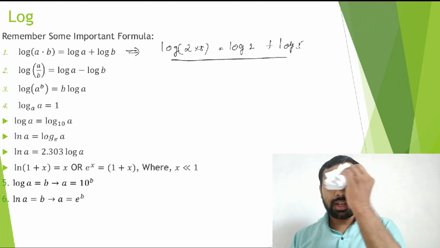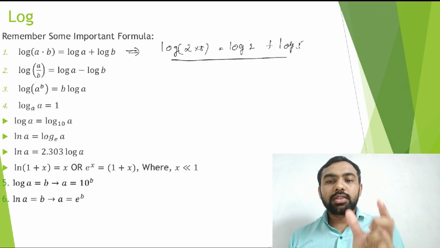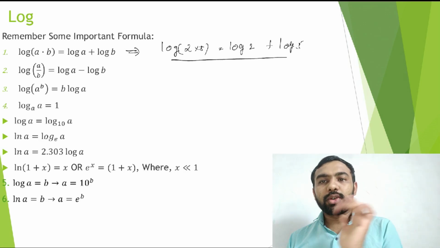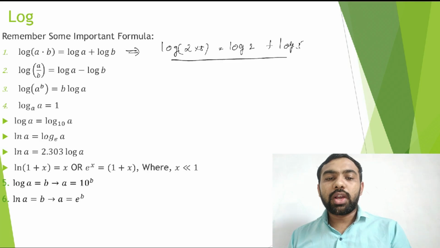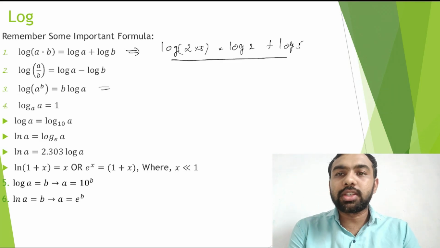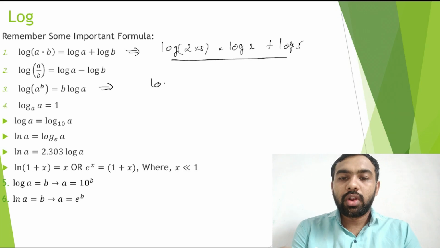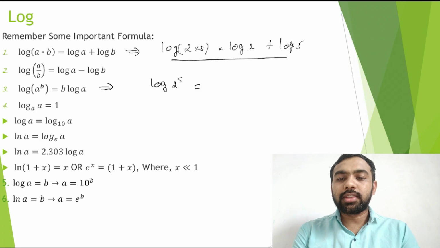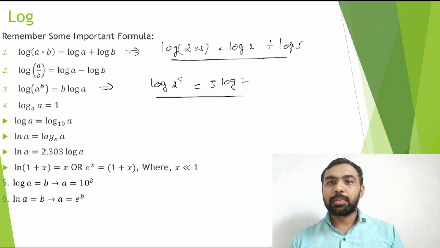Exactly similar to this one. Multiplication is converted into summation. Similarly, division is converted into subtraction. Now log a^b is equal to b log a. What is the meaning of this? Suppose log 2 raised to 5 is given to you, then you write the answer this way: 5 log 2. These both are exactly similar. So this is the simple thing.